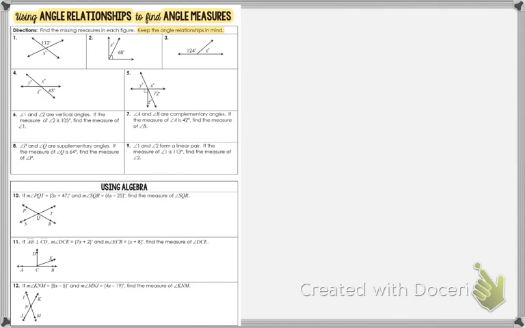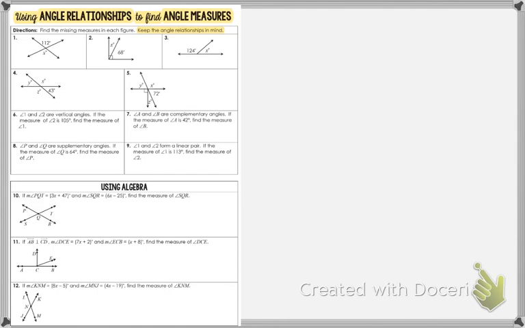Alright, angle relationships to find angle measures. So always target where the question is. Is it a variable that we're missing? Is it an angle that they're asking for? That's where you're going to target, and you're going to see what angles are around to classify. Vertical, complementary, supplementary, a linear or straight. Okay? So for number 1, it's pretty easy.